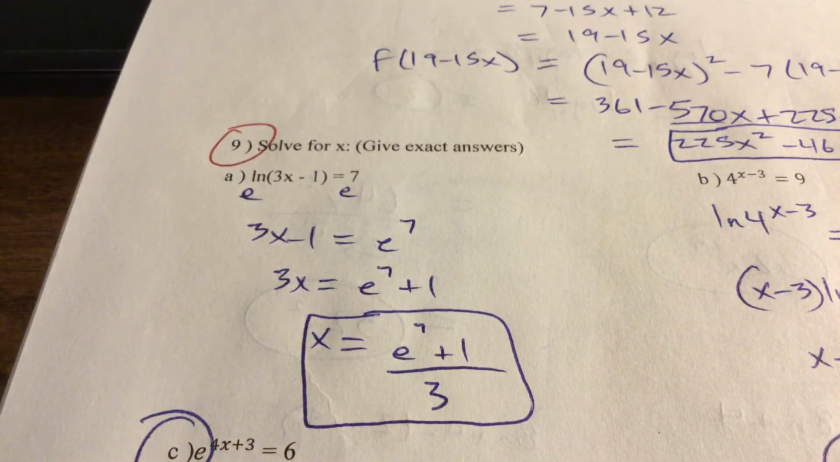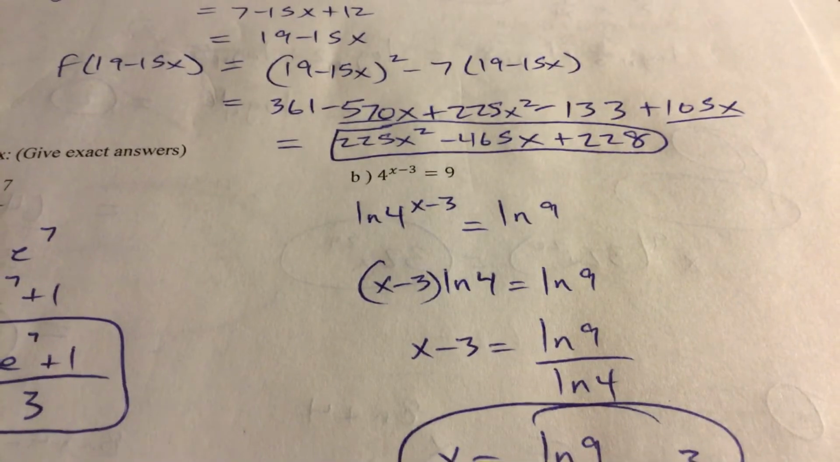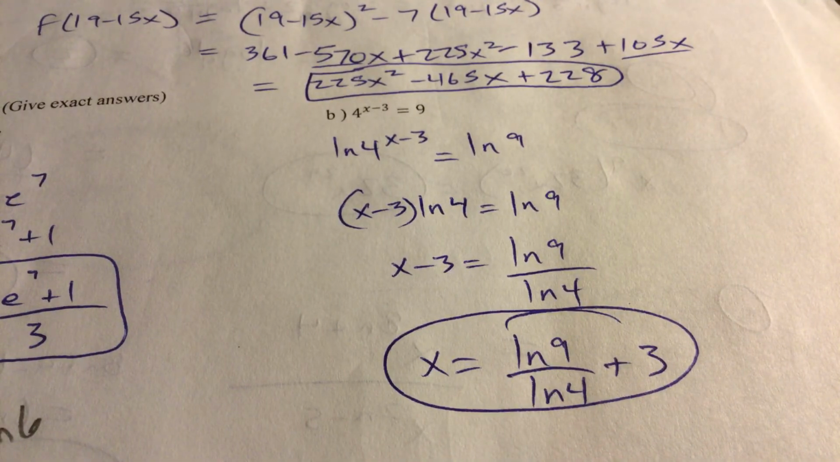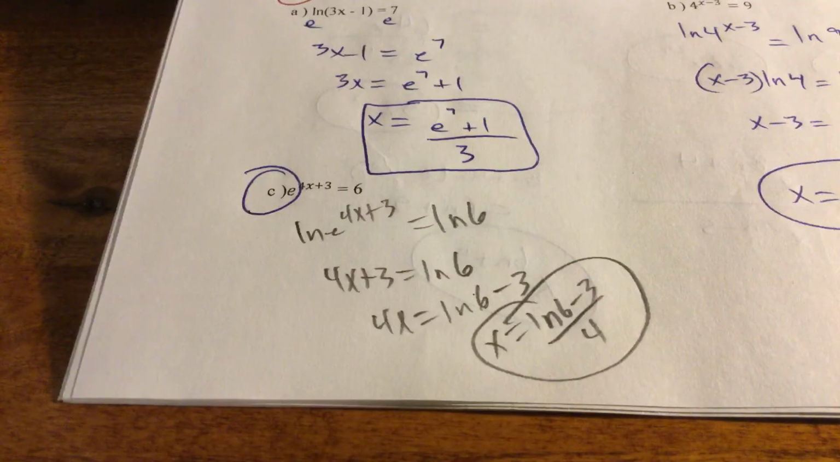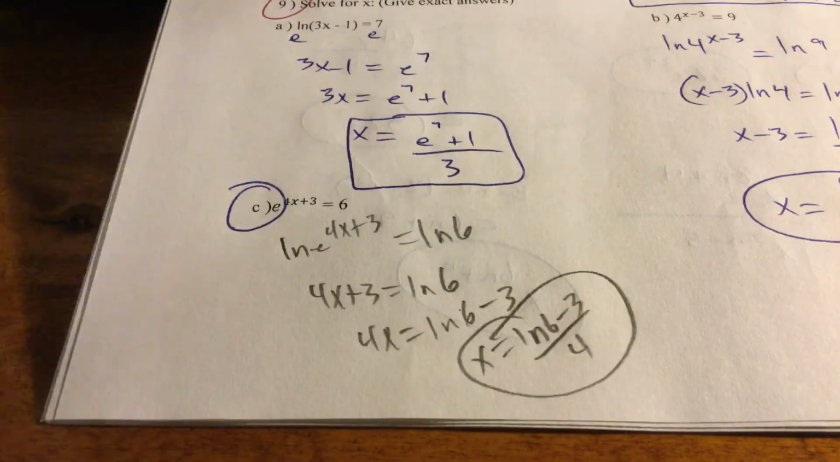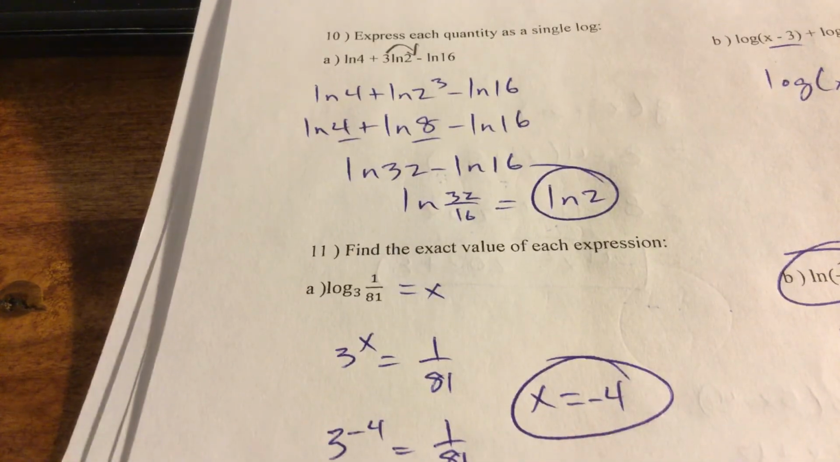Solve for x. Attach e as a base. Exact answers, no decimals. Natural log both sides. Divide by natural log 4. Add 3 to both sides. Attach natural log. The 4x plus 3 comes down. Subtract 3, divided by 4. All right, moving on, and getting close to the end of the Chapter 1 test.